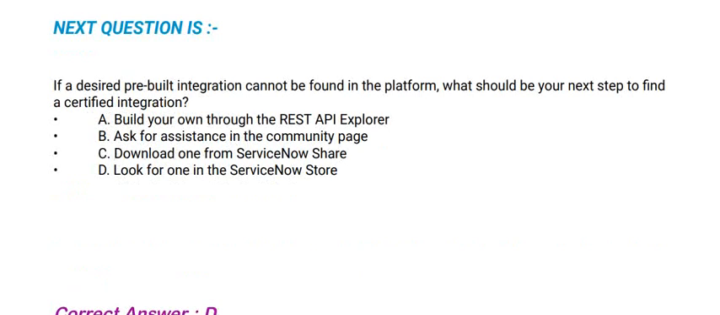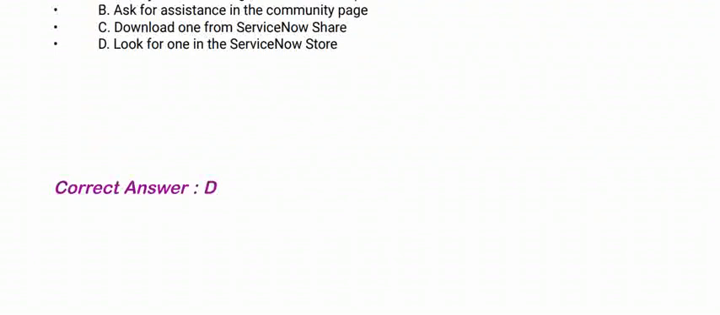Next question is, if a desired pre-built integration cannot be found in the platform, what should be your next step to find a certified integration? Options are option A, build your own through the REST API Explorer, option B, ask for assistance in the community page, option C, download one from ServiceNow Share, and option D, look for one in the ServiceNow Store. The correct option is option D.